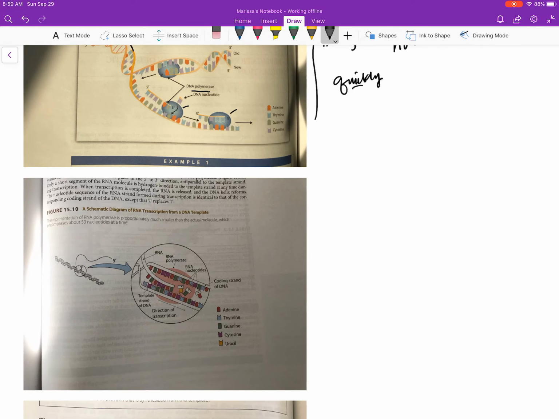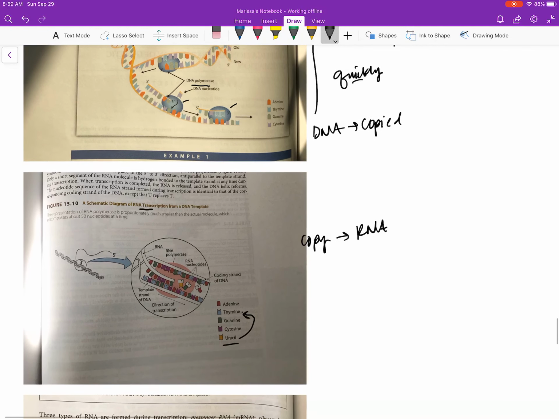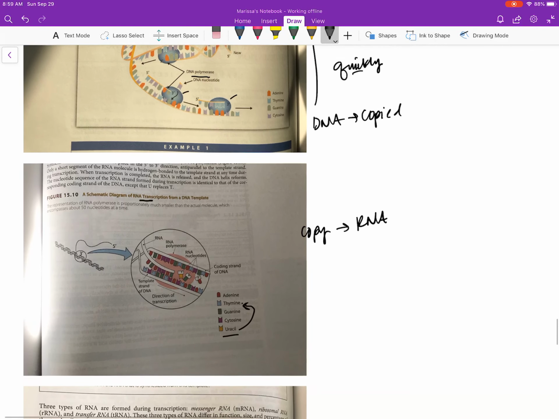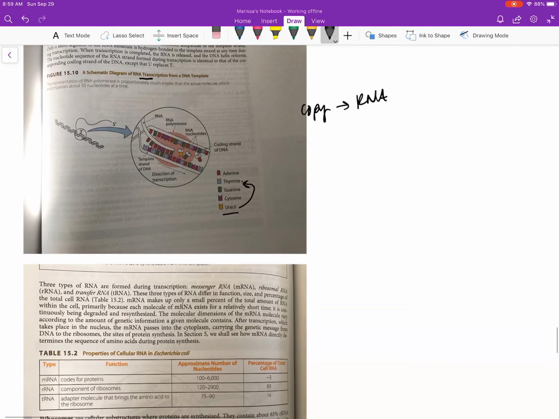So after that, we made our copy of our DNA. Then we're going to take our copy of the DNA and make an RNA. Now we see down here there's uracil instead of thymine. So the uracil replaces the thymine in the adenine base pairing. But we're going to see this on a video.